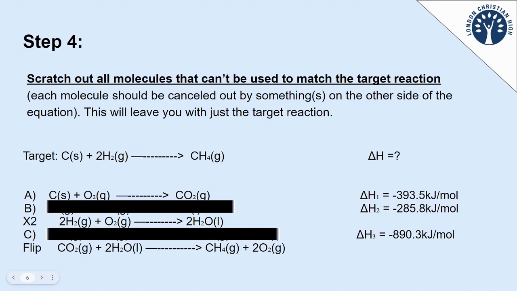Once you've made any necessary changes to the equations, scratch out all of the molecules that aren't included in the target reaction. Molecules on opposite sides of the equations will cancel each other out. Here's an example of how this works. Note here, the two O2 molecules on the left will cancel out the 2O2 molecule on the right. The CO2 gases will cancel each other out, and so will the H2Os. Now, we are left with only the target reaction.